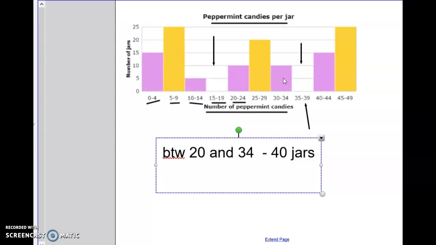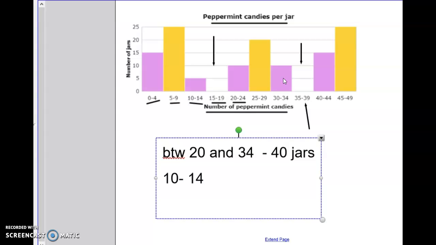Okay, which interval had the least number of jars? Sorry, I messed up on that one. So that means you would look for the lowest bar, and that interval would be 10 to 14.